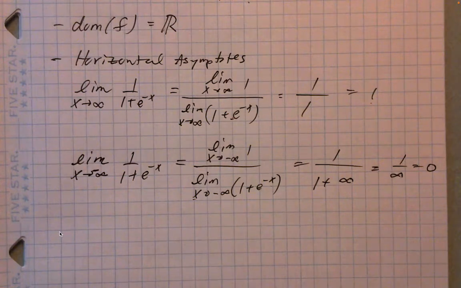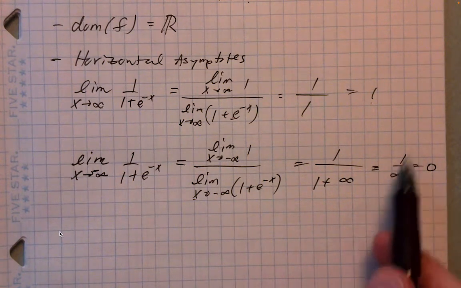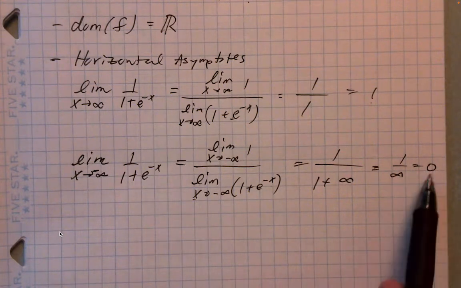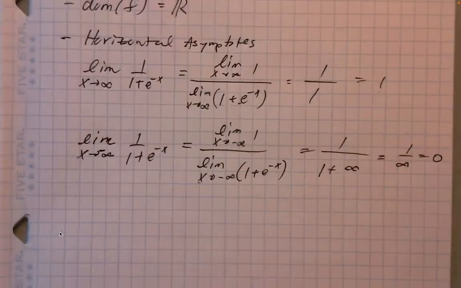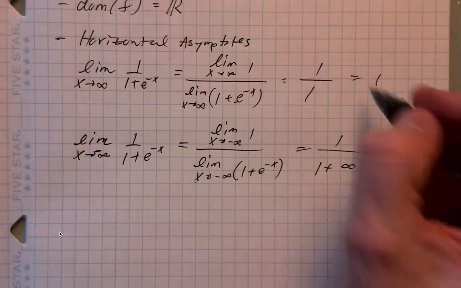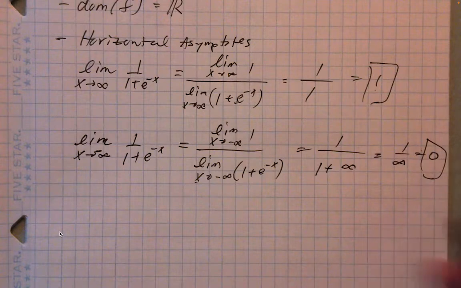Okay? So the denominator here is growing without bound, and the numerator is fixed at 1. So this thing is going to head to 0. Okay, so that's good. That means we've got our end behavior. We've got horizontal asymptotes at y equals 1 and y equals 0.